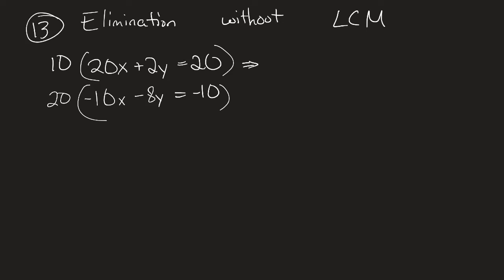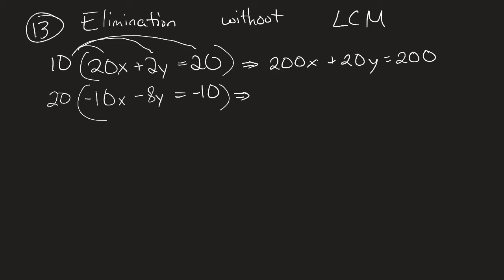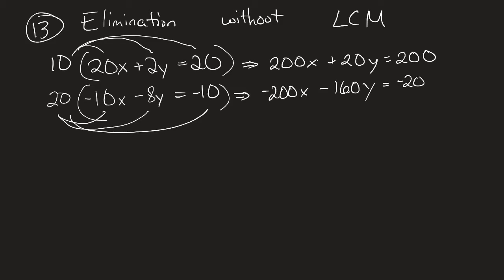So that when we actually distribute these, I'm making arrows. We're going to do 10 times 20x, 10 times 2y, and 10 times 20. So 10 times 20x is 200x. 10 times 2y is 20y. And 10 times 20 is 200. So that is our new top equation. And then we're going to distribute this 20 with our bottom equation. So we have 20 times negative 10x, which is negative 200x, 20 times negative 8, which is negative 160y, and then 20 times negative 10, which is negative 200.